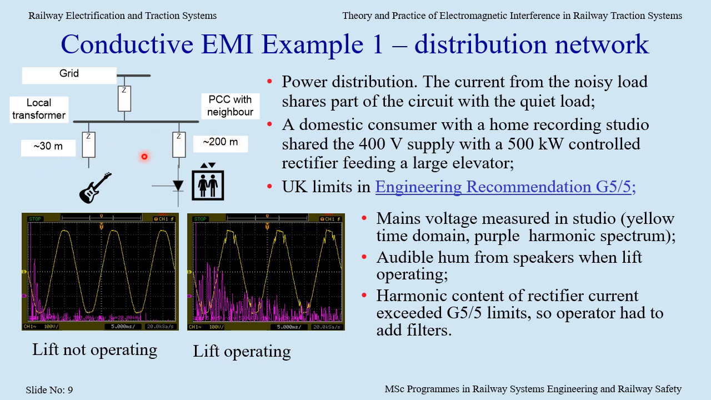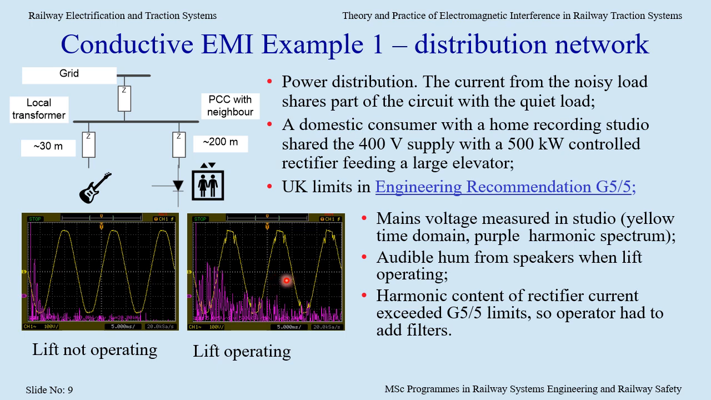This real example is of a keen musician with a home recording studio who had the misfortune to share his 400 volt main supply with a large controlled rectifier operating an elevator. Recordings were made of the 240 volt waveform in the studio. The first plot shows the mains voltage with the lift off. The waveform is a smooth 50 Hz sine wave, as you might expect. The second one shows the effect of the lift operating. The notches in the voltage here are typical of rectifiers.